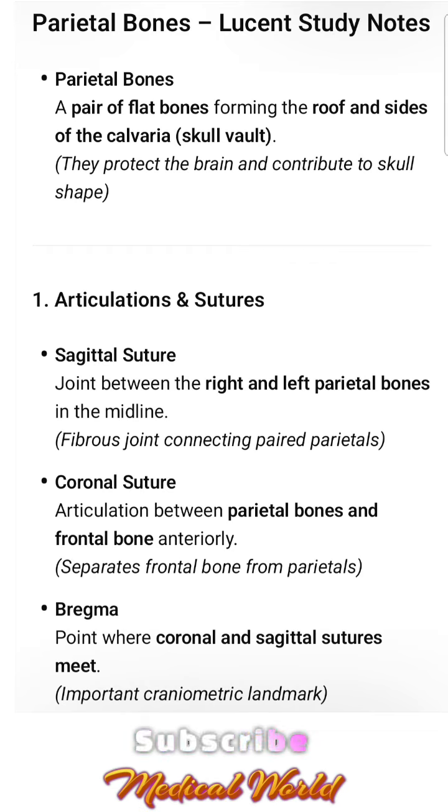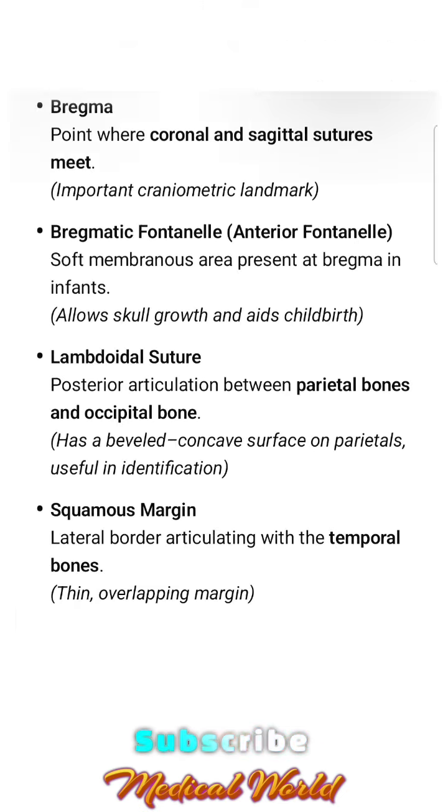Coronal suture. Articulation between parietal bones and frontal bone anteriorly. Separates frontal bone from parietals. Bregma. Point where coronal and sagittal sutures meet. Important craniometric landmark. Bregmatic fontanelle, anterior fontanelle. Soft membranous area present at bregma in infants. Allows skull growth and aids childbirth.